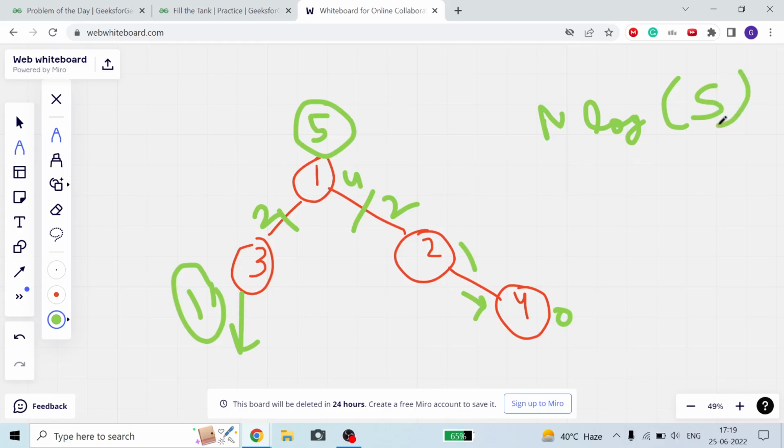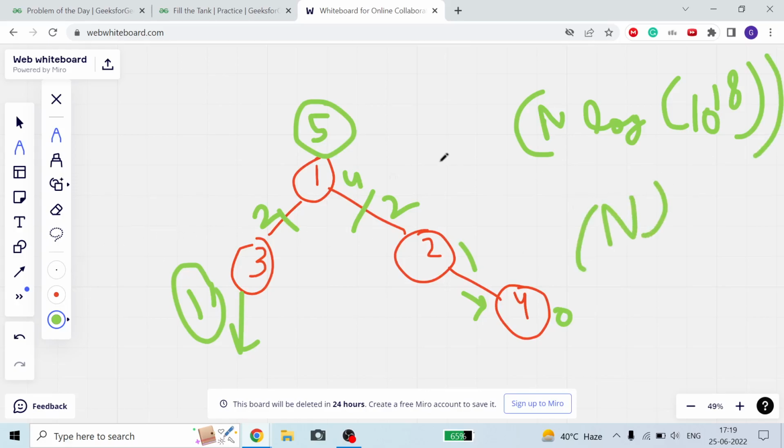S is total, sorry, not S, this is R, or you can say 10 raised to the power 18, because the maximum search space is this. Okay, this is the total binary search time limit we need. Okay guys, but we will do it in O(n). We will just see a DFS traversal and complete this problem.